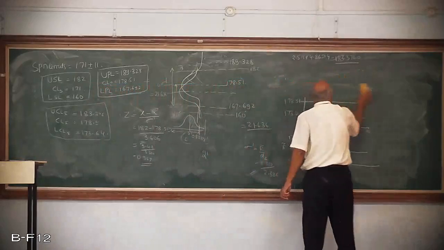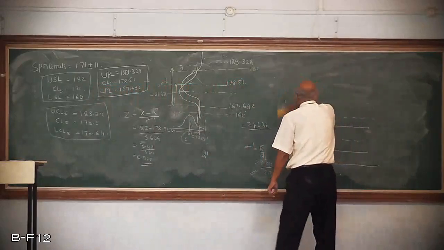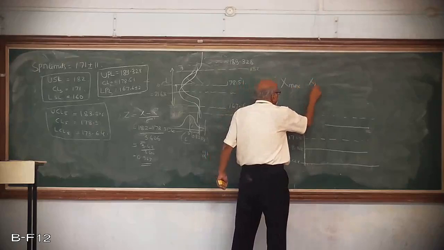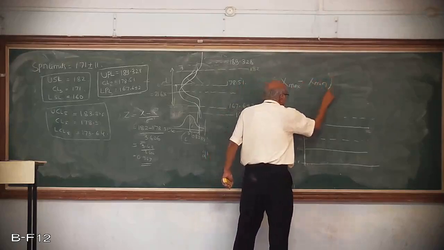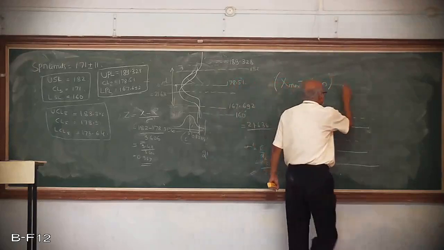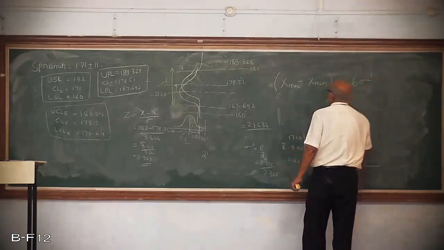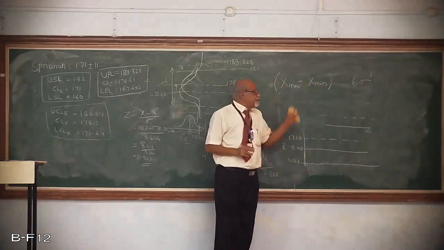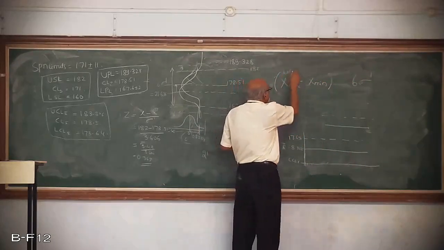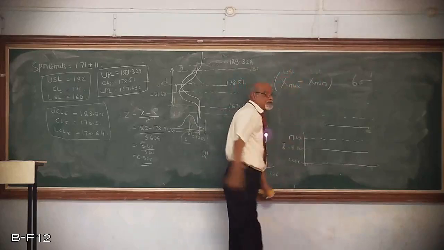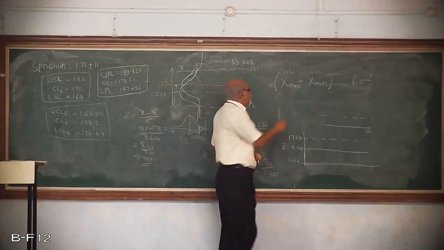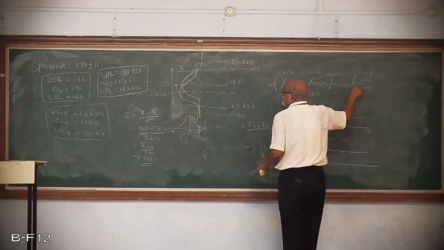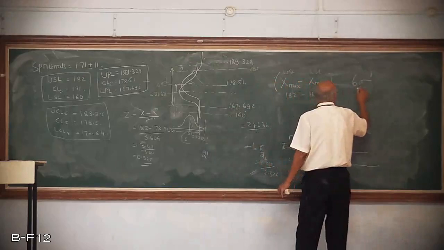I can put this in equation form. What is the maximum dimension? X max. Minimum dimension? X min. This difference can be compared with 6 sigma prime. How do I find X maximum and X minimum? These are nothing but the specified limits: X max is the upper specification limit and X min is the lower specification limit. In this case, it is 182 minus 160, so it is 22. And here, 6 sigma prime, I have got 21.636.